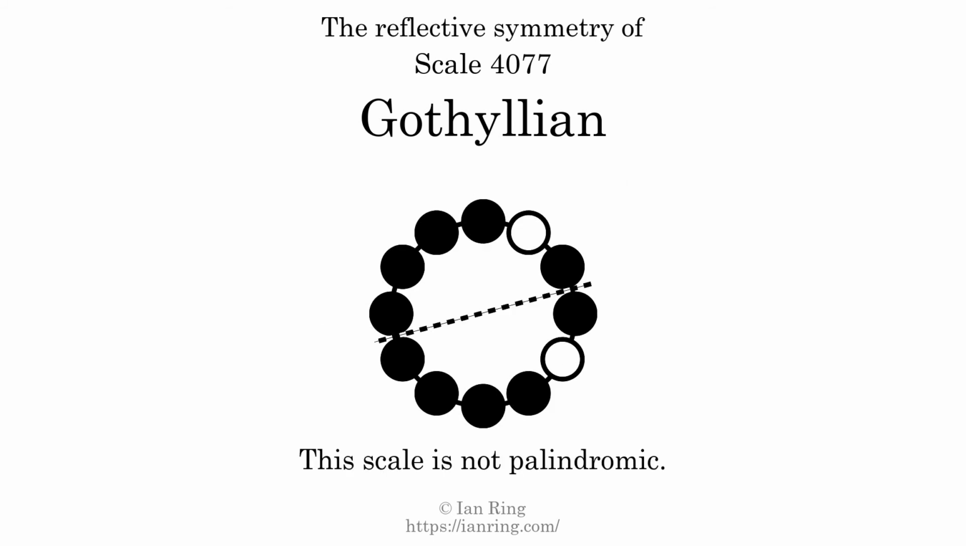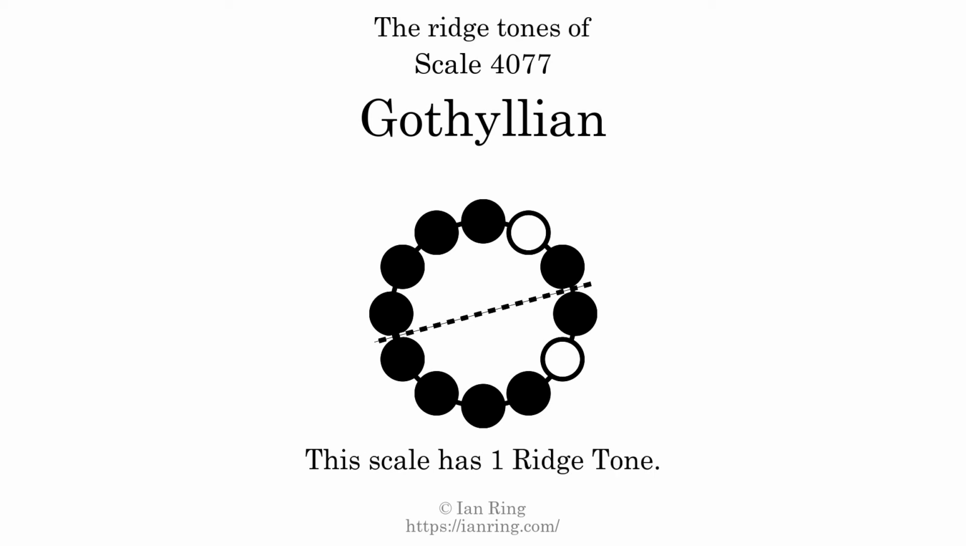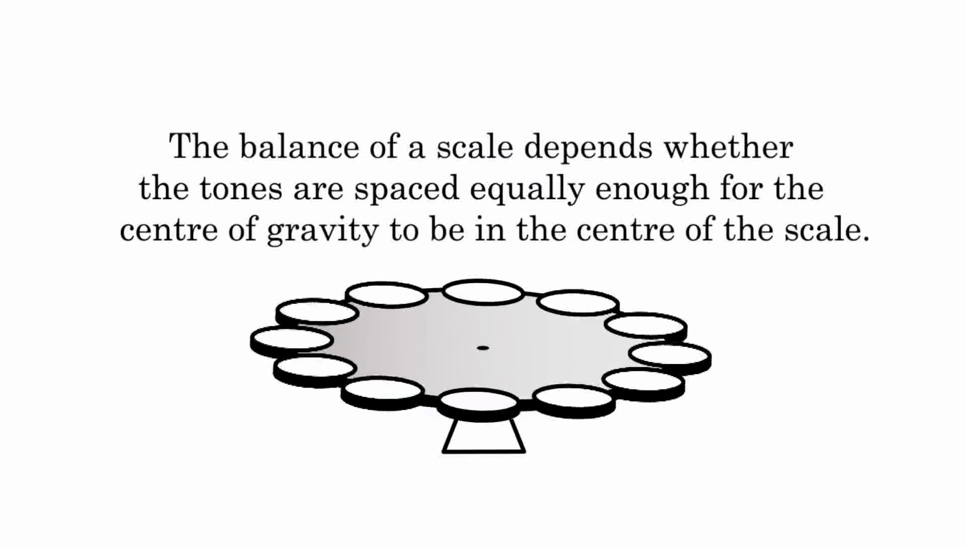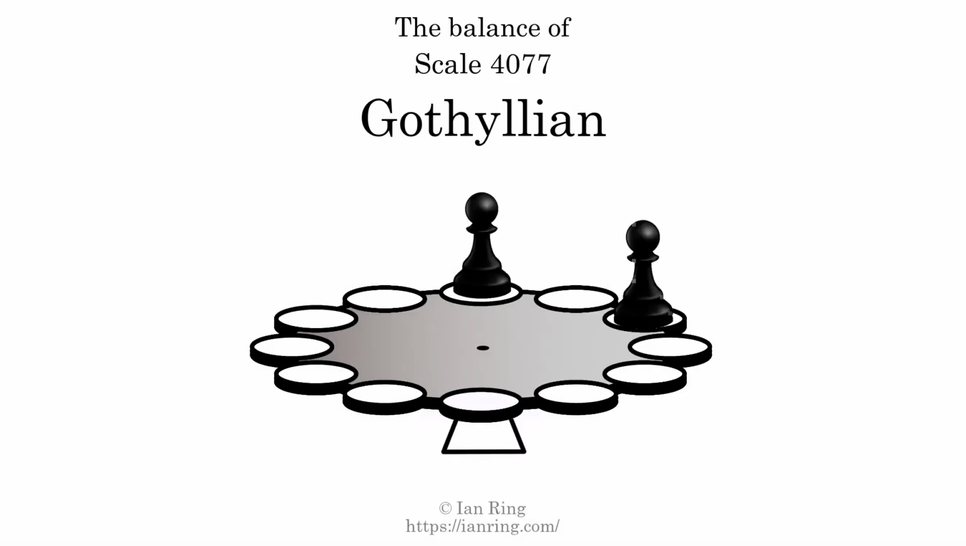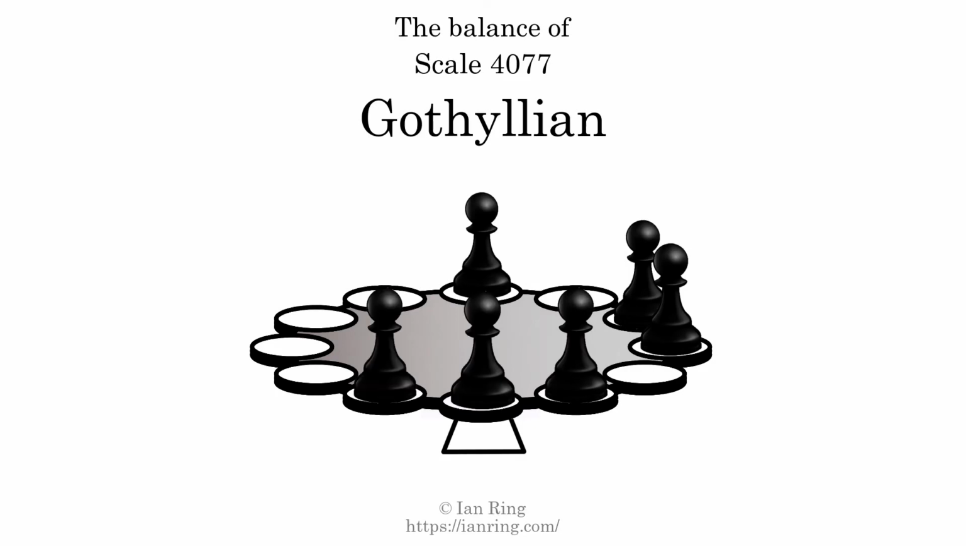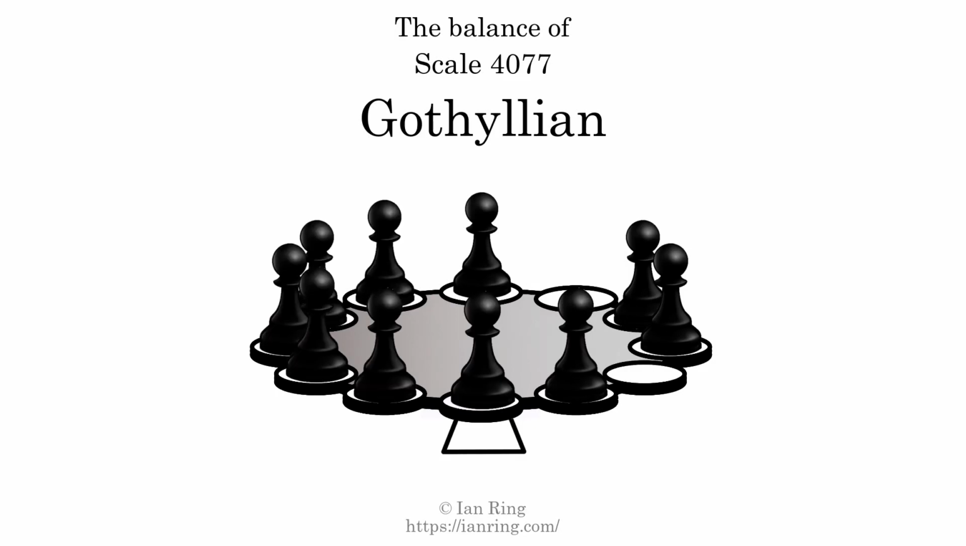This scale has reflective symmetry across an axis positioned 2.5 semitones from the root. This scale has a different pattern of intervals ascending and descending, so it is not palindromic. This scale has one ridge tone. Here, the balance of a scale depends whether the tones are spaced equally enough for the center of gravity to be in the center of the scale. This scale is not balanced.